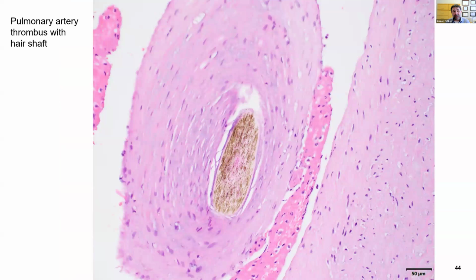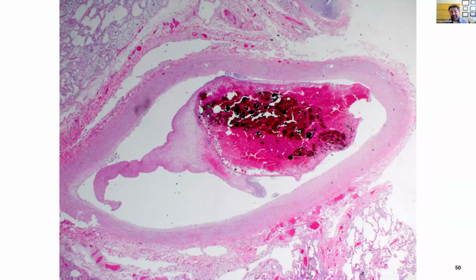This is a pulmonary artery thrombus with a hair in it. This was from a patient who had total parenteral nutrition. I'm not sure how the hair got in there, but this patient had several of these with hair. And then this is a very interesting story.